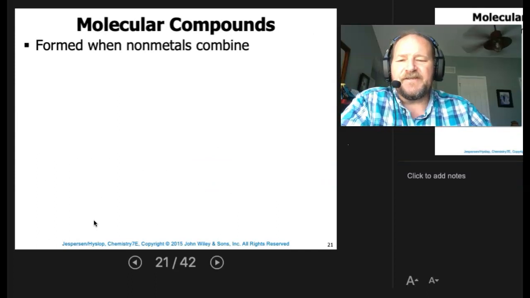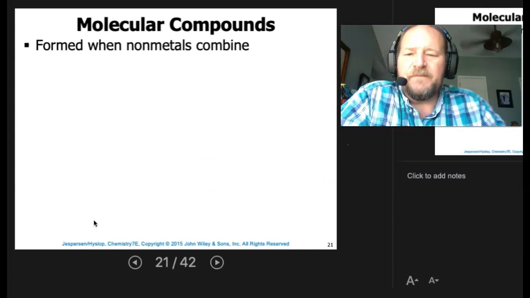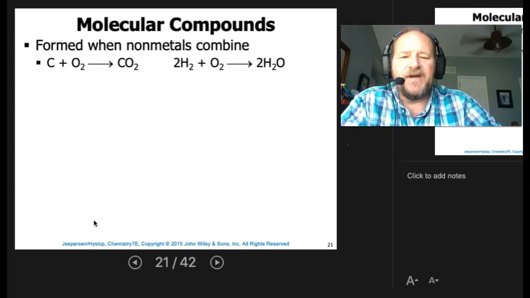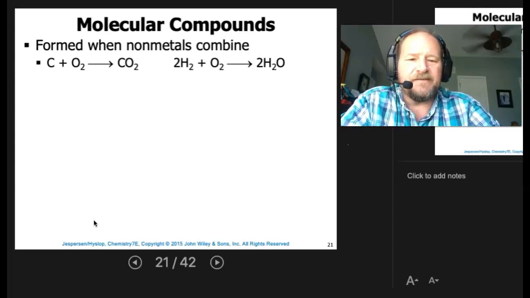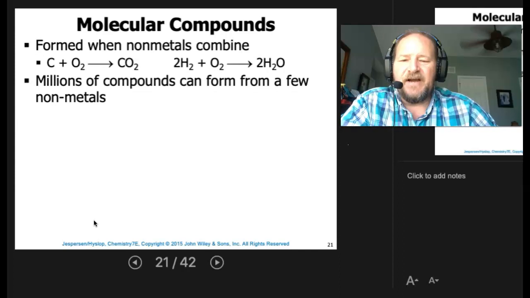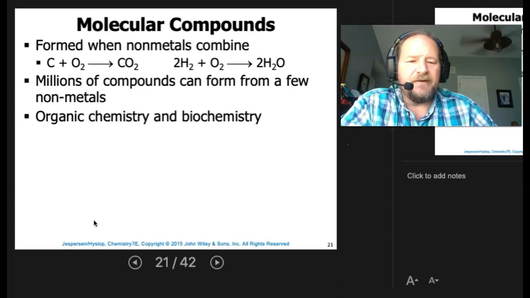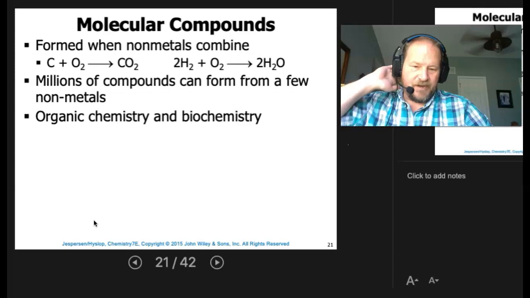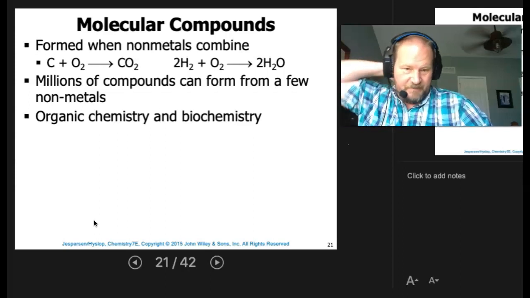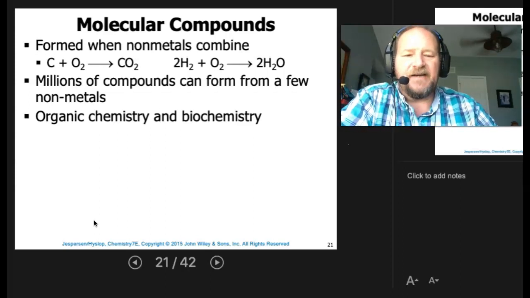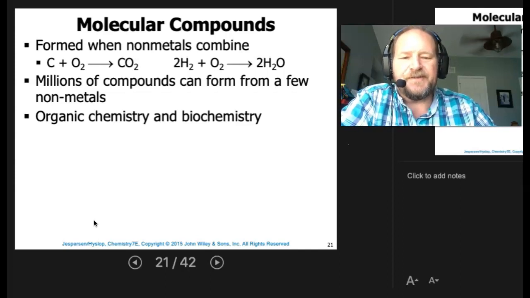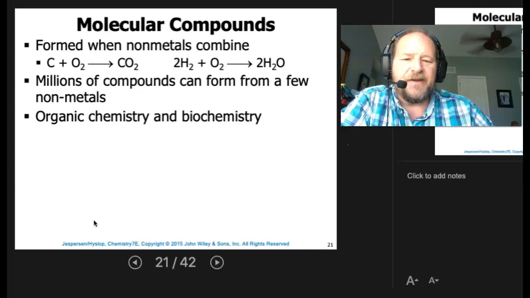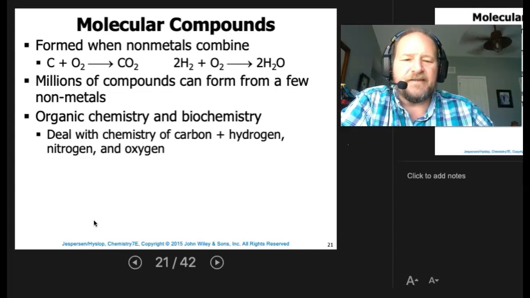Okay, so that's going to give us molecular compounds. Now they're formed when nonmetals combine, so we're always going to have 2 nonmetals for our molecular compounds. Now, millions of compounds can form from just a few nonmetals, and that's going to get us into organic chemistry and even biochemistry. Now in this course, we won't touch too much in there. We are going to get you familiar with your general organic naming, but you would spend an entire year of courses, so 2 semester courses of organic chemistry typically, and then another 1 to 2 semesters of biochemistry depending on what your actual goal was at the end.